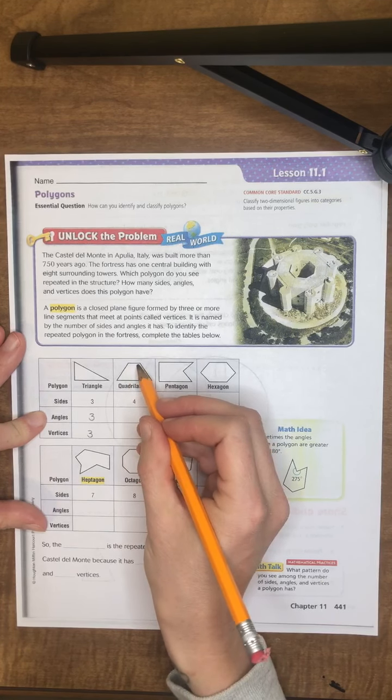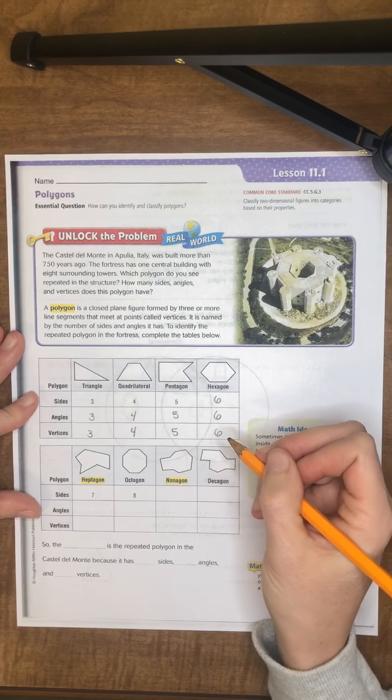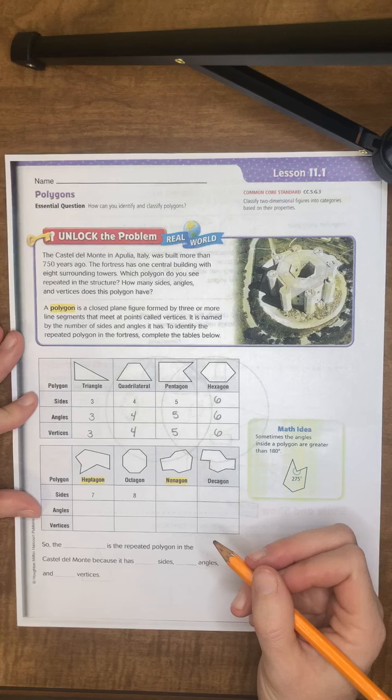We have a pentagon. That has 5 sides, 1, 2, 3, 4, 5 angles, and it has 1, 2, 3, 4, 5 vertices or points. A hexagon has 6 sides, 6 angles, 6 vertices. And it just continues after that.